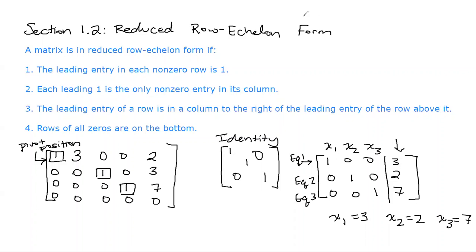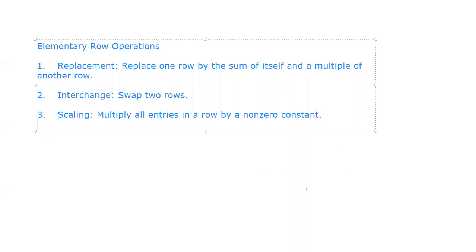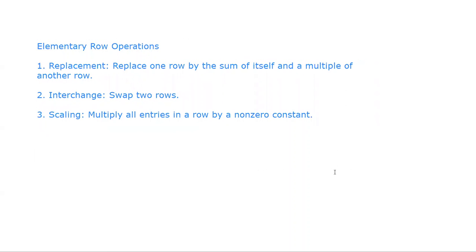So just as a reminder from Monday's class, how might we actually get a matrix into reduced row echelon form? Well, we have 3 elementary row operations. Our 3 elementary row operations are replacement, so we can replace one row by the sum of itself and a multiple of another row. Interchange, which is just swapping 2 rows, and scaling, which is multiplying all entries in a row by a non-zero constant. These are fairly self-explanatory. The one thing that I want to make sure we're clear on is the fact that if you do one of these operations, you have to do it to the whole entire row.